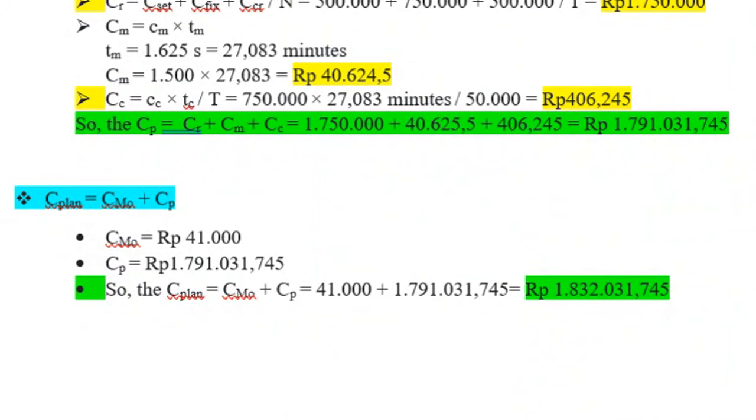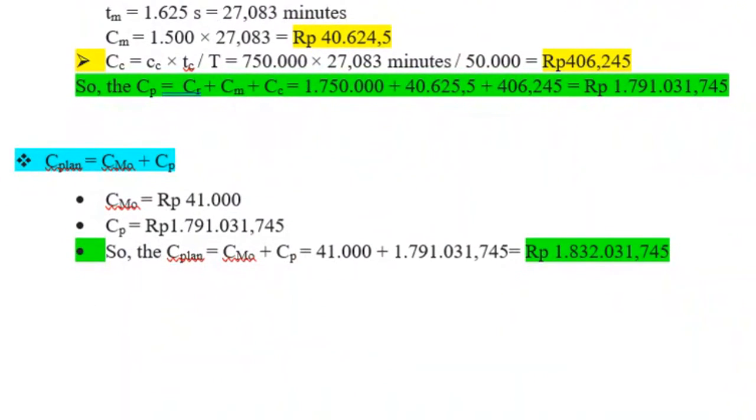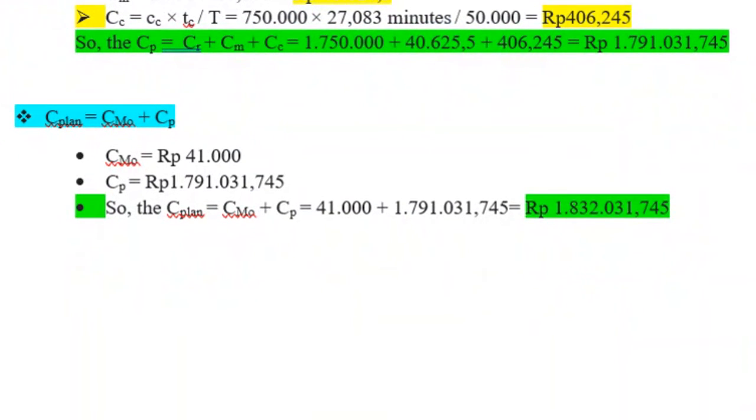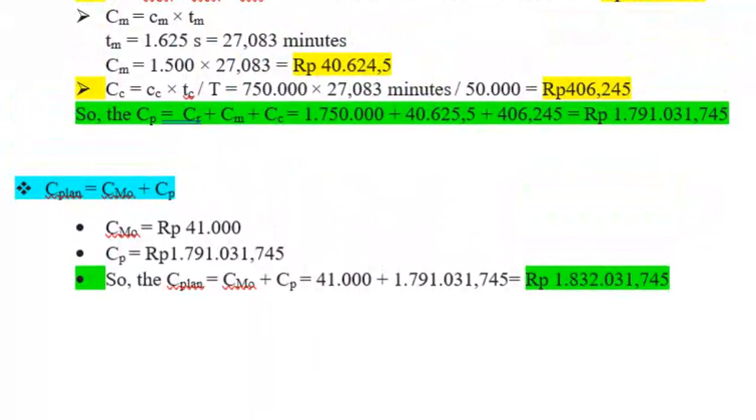So we need the production cost with CR, CM, and CC. We got production cost 1,791,031,745. And for the last, we need to calculate C plane. C plane, we have C raw material, or cost for raw material, and next is the CP. CP means production cost.